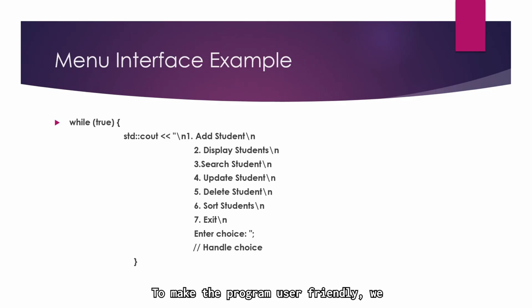To make the program user-friendly, we will build a menu interface. Think of it like a command line dashboard. Inside a while true loop, we display the menu options repeatedly until the user chooses to exit. This interface prompts the user to enter a number corresponding to their desired action: add, view, search, and so on. Then, based on their input, the program will call the relevant function. This modular menu system not only helps users navigate the program, but also keeps your code clean and well structured.